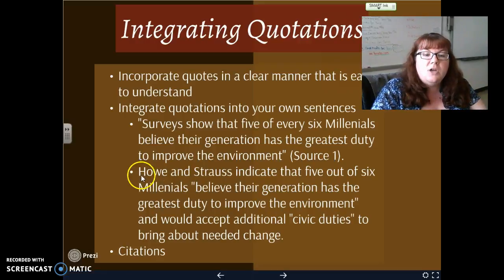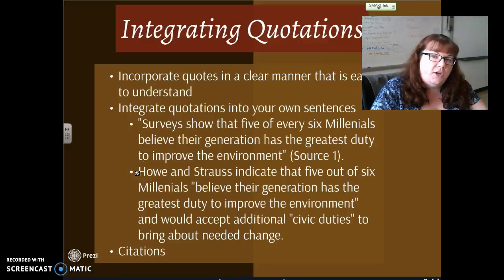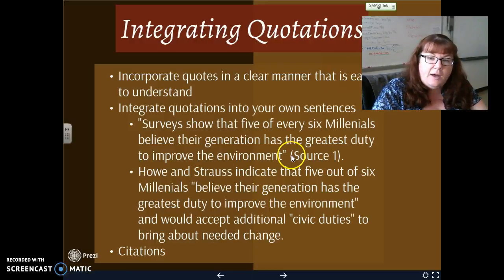Okay, the next option is instead of doing an end text citation, which is what this is called, that you do a citation within the sentence. So here, Howe and Strauss indicate that 5 out of 6 millennials. Howe and Strauss, that's your citation. You're showing that that's the document that you're using. You're showing that that's your source. They happen to be the authors of source 1. So here you could have put source 1 or you could have put Howe and Strauss.